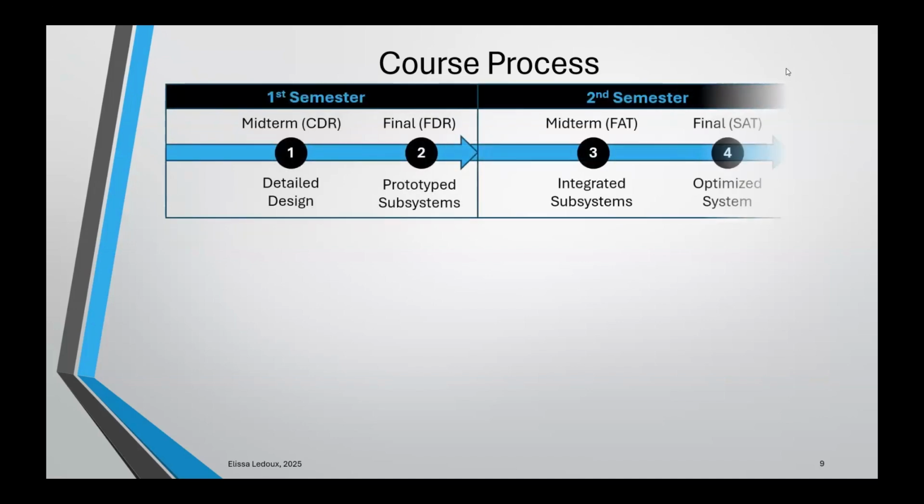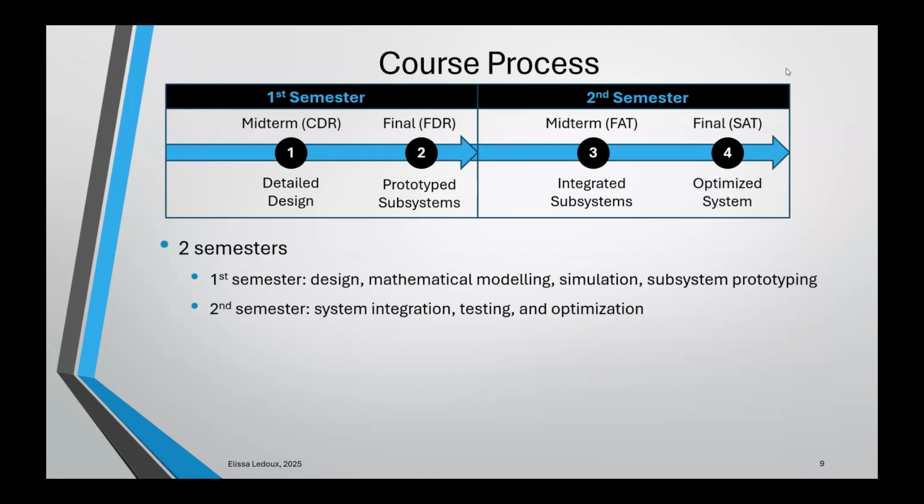This is a more detailed course flow. At MTSU, senior design is taught as a 2-semester course with specific milestones shown here. The first semester focuses on design, modeling, and prototyping. By the midterm critical design review, students must have a detailed design done. By the final, they must have their design revised, completed, and all subsystems prototyped separately.